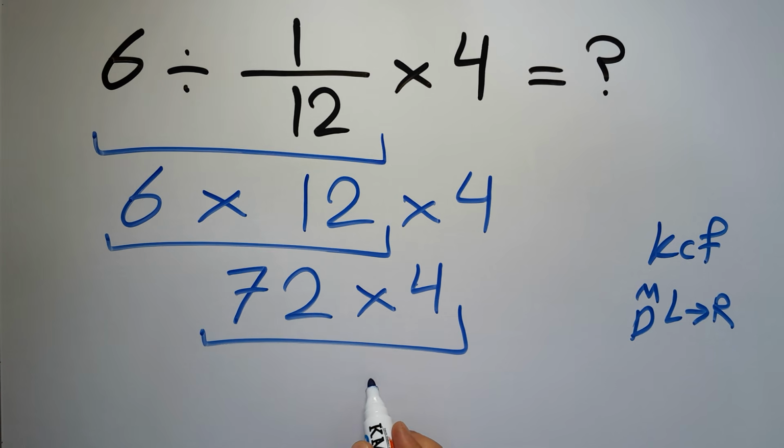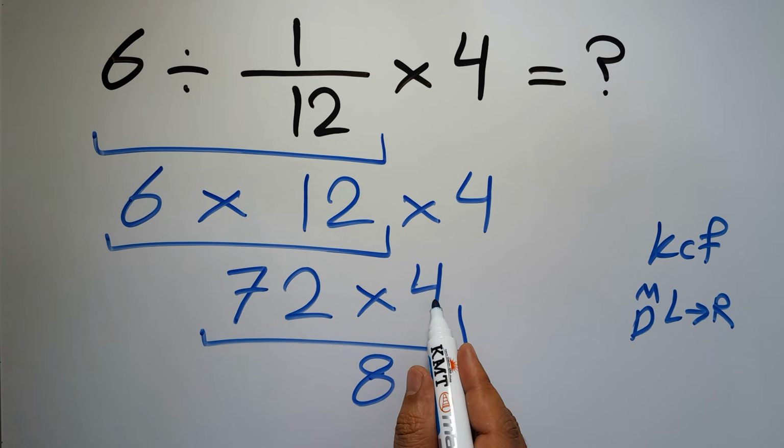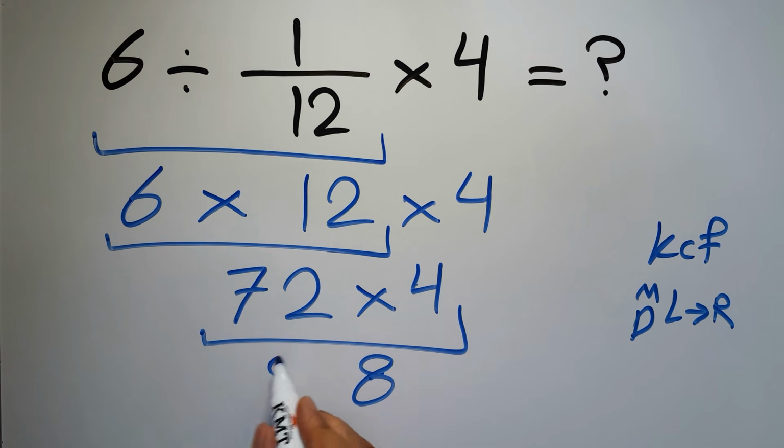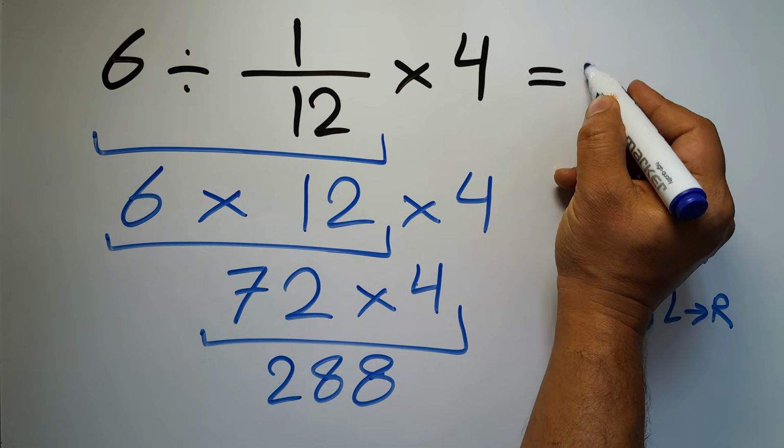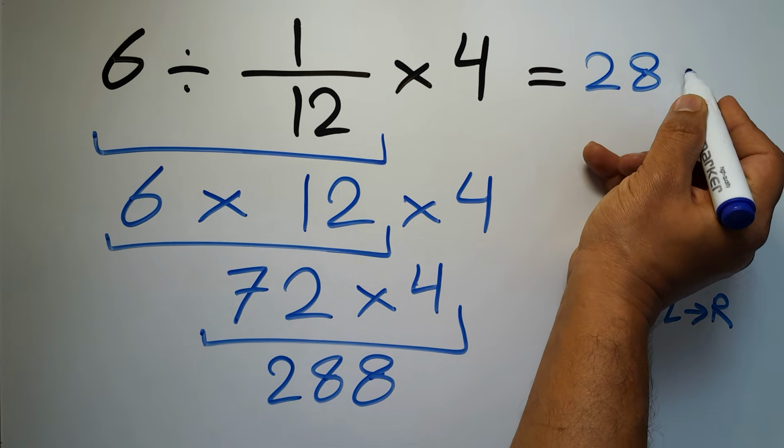4 times 2 gives us 8, and 4 times 7 equals 28. So 288. And this is our final answer to this problem. The correct answer is 288.